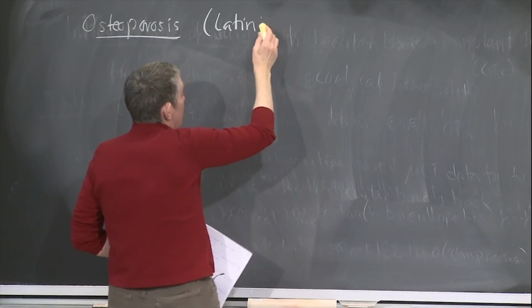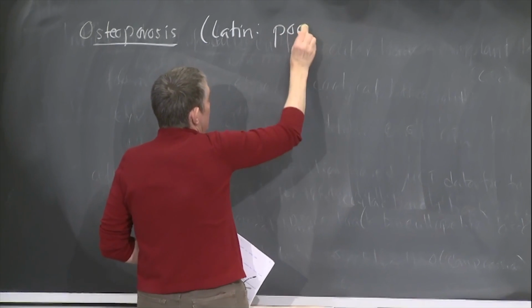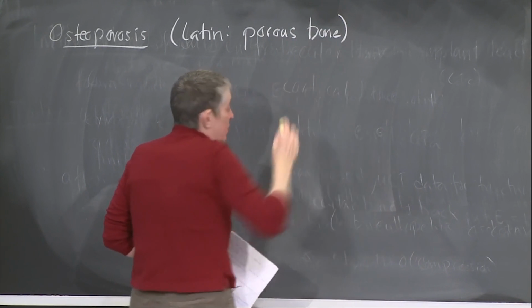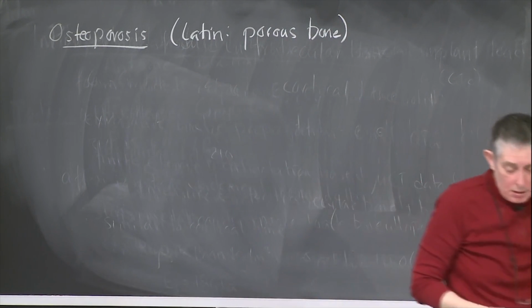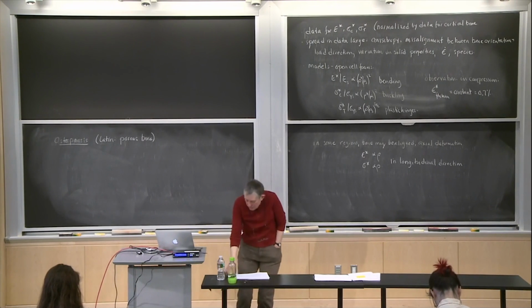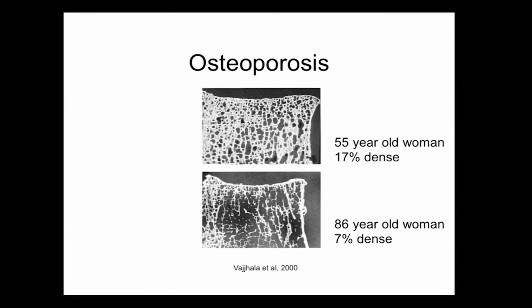So osteoporosis comes from the Latin, and it actually means porous bones. So osteo means bone, and not too surprisingly, porosis means porous.